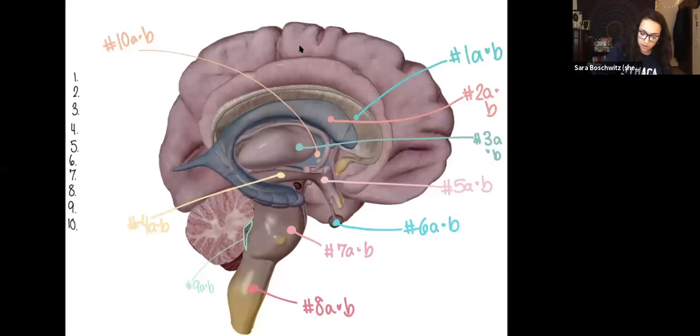All right, so number 1. That is going to be the corpus callosum. And the function of the corpus callosum is to allow for communication between both sides of the brain. Number 2 is going to be the lateral ventricle. And that's going to help carry CSF, which is cerebrospinal fluid.